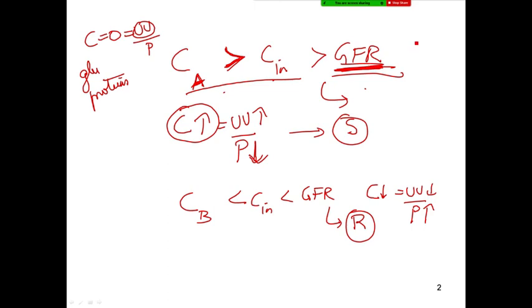Okay? So say GFR was 125. Clearance has increased. And if clearance has increased, the numerator has increased. That means more of the substance is getting excreted. So I just want you to comment on what happened to the substance. Was it reabsorbed or secreted? First determine that.